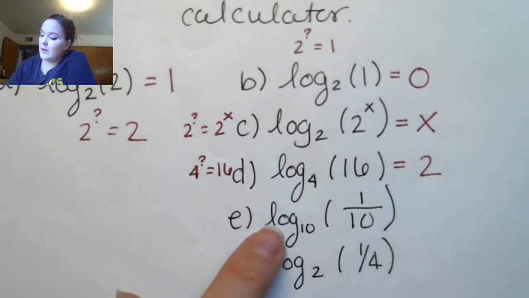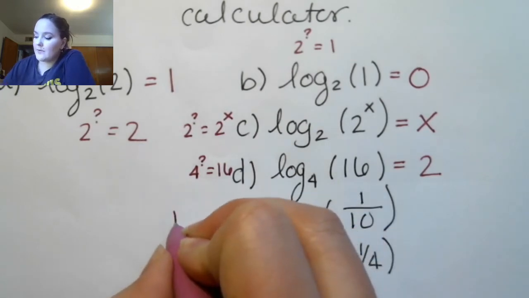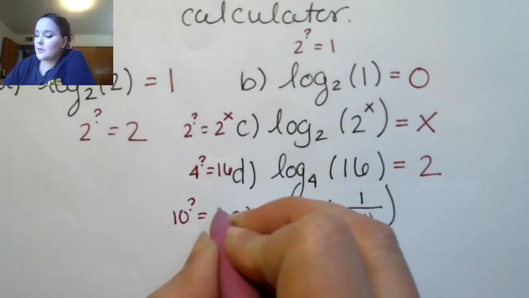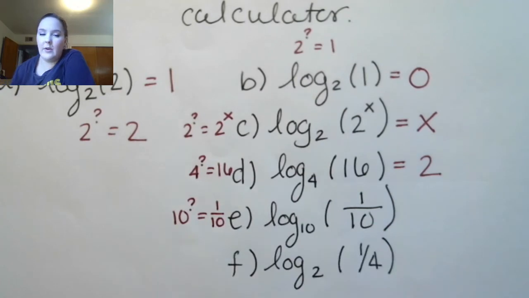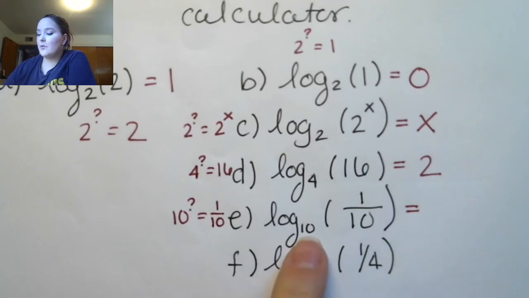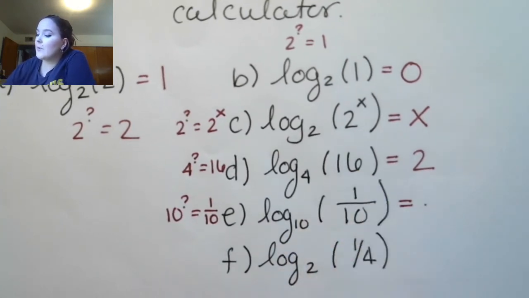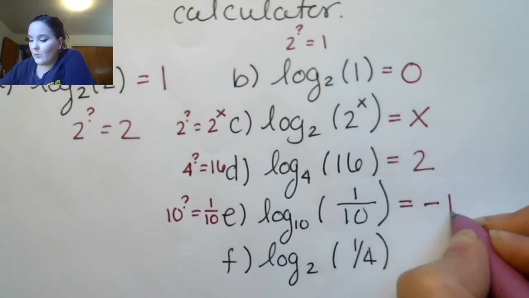Okay. Now this says what power of 10 is equal to 1 over 10? Again, we have to think about our exponent rules. What type of exponents give us fractions? Well, we know that negative exponents give us fractions. So if we have a whole number base, but a fractional number answer, we know that our exponent is going to be negative. So how do we get from 10 to 1 over 10? This is the negative 1 power.